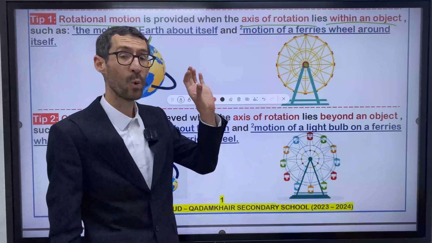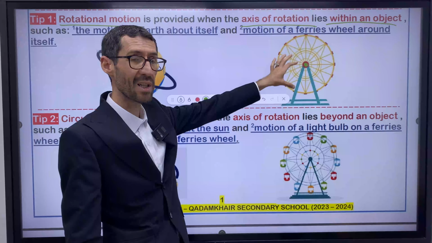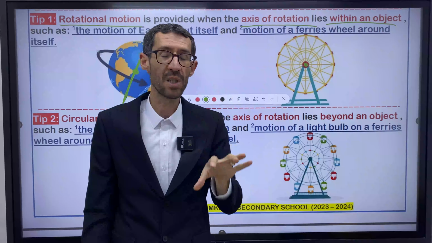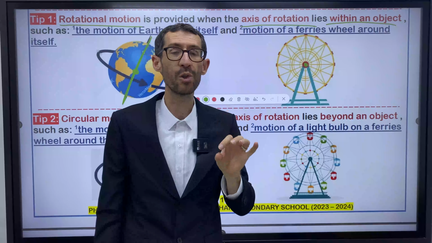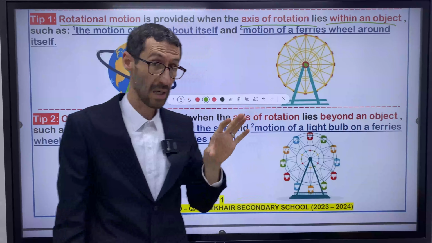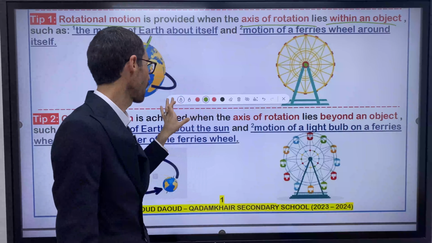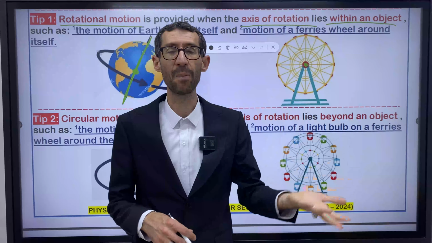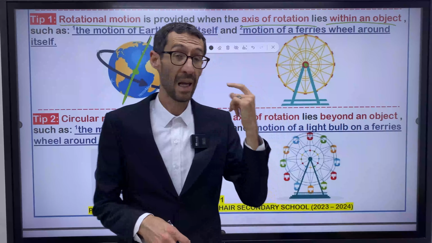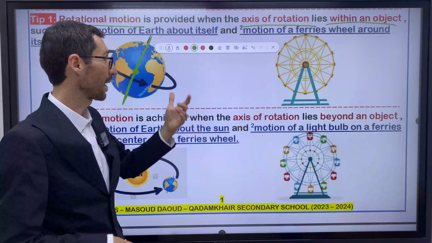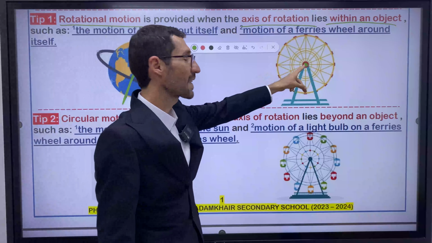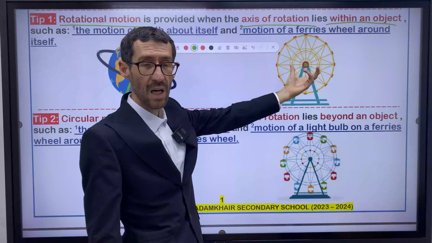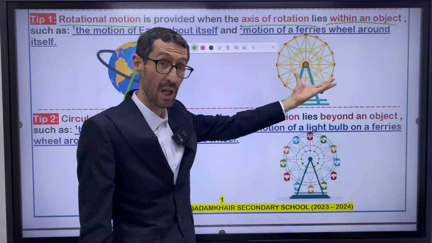Keep in mind that when the axis of rotation lies within the object, this motion is called rotational motion. So the position of the axis of rotation determines the type of motion, right? Let me repeat the note. If the axis of rotation lies within the object, then this object has rotational motion. Like what?